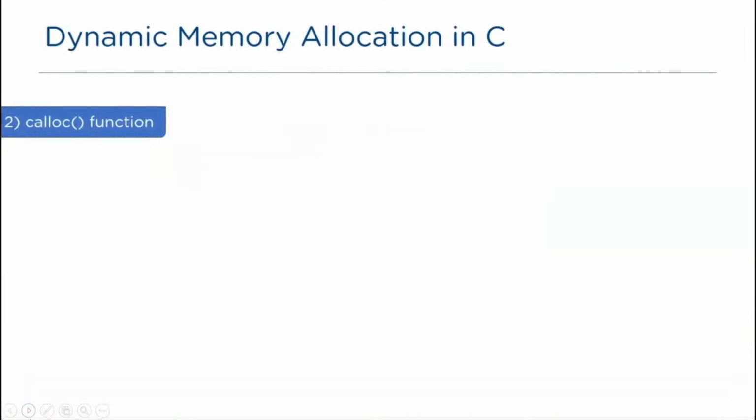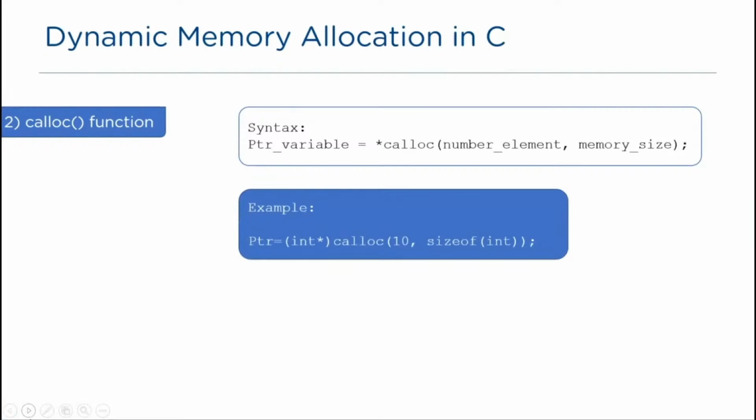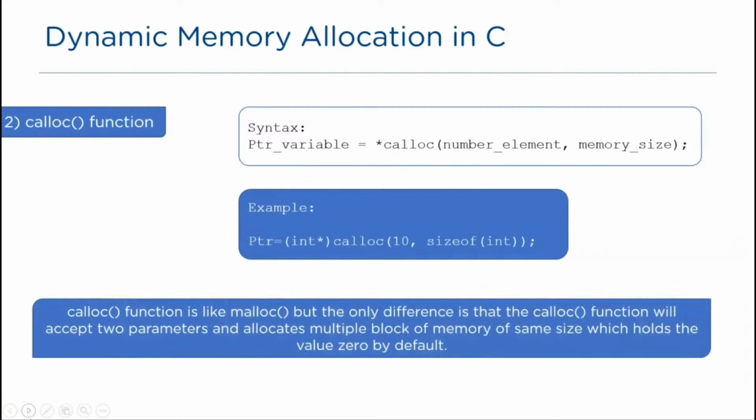Next, we have calloc function. The syntax is pointer variable is equal to calloc of number of elements comma memory size. For example, we have 10 as the number of elements and the element size is the size of int. Calloc function is similar to the malloc function, but in case of calloc function, multiple blocks of memory of the same size will be allocated, which hold 0 value by default, and it takes 2 arguments, that is number of elements and element size.